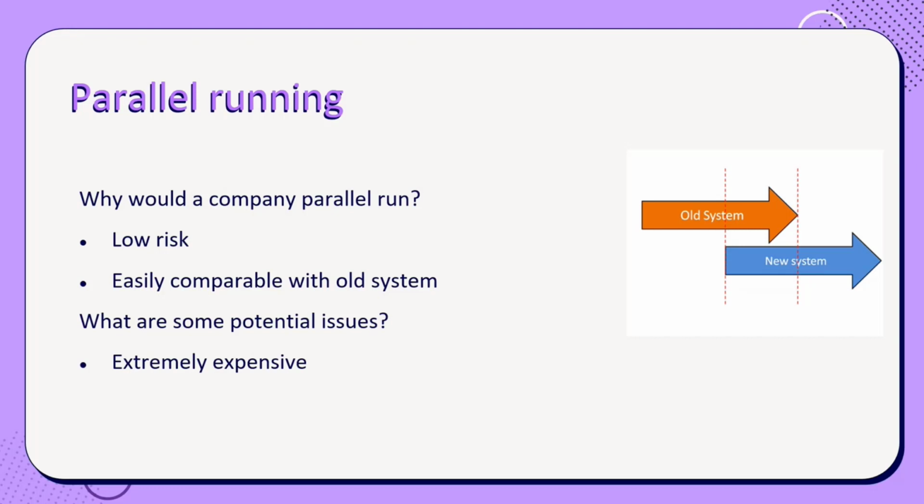And then we have pilot running. So for pilot running, all features can be fully trialed. It's quite low risk. If it fails, only a small group is affected. And it's cheaper than parallel running while giving a similar effect, however, only with a smaller group of people.